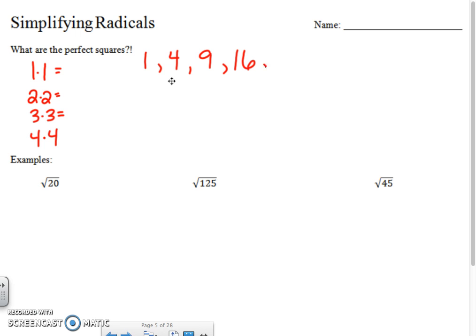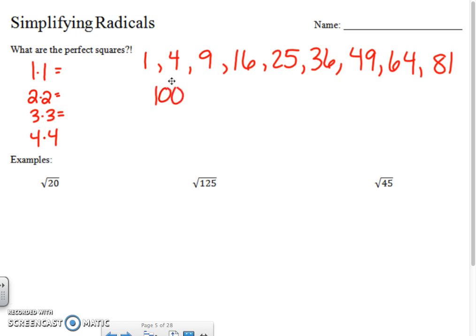5 times 5 is 25. 6 times 6 is 36. 7 times 7 is 49. 8 times 8 is 64. 9 times 9 is 81. And then 10 times 10 is 100. Okay? So these are the most common perfect squares.